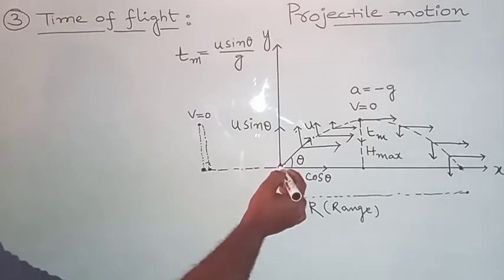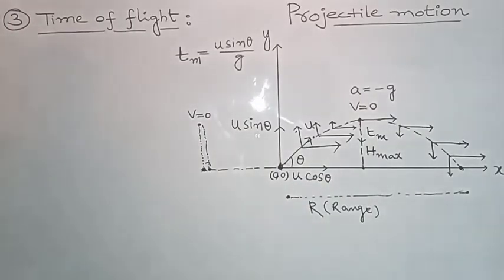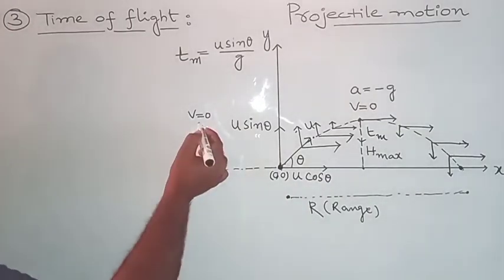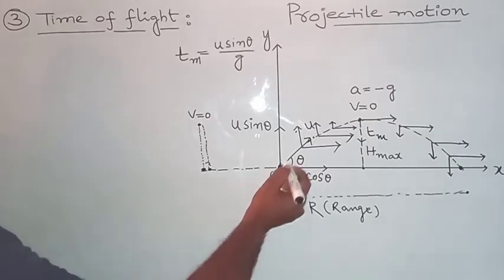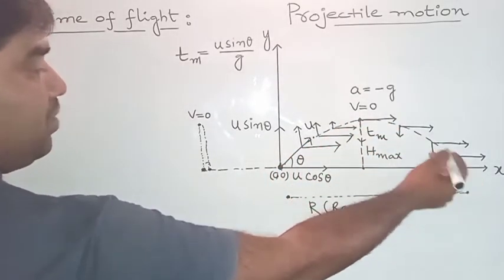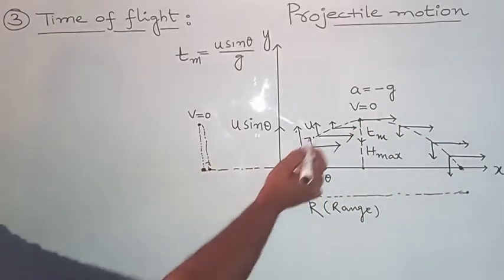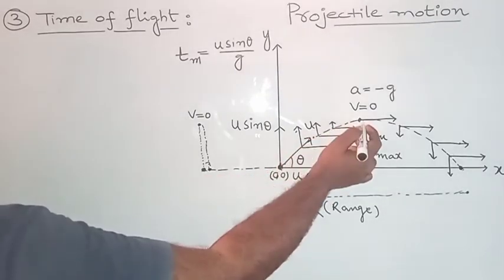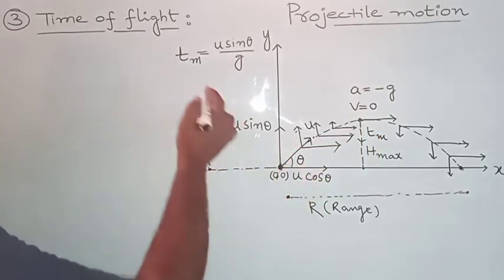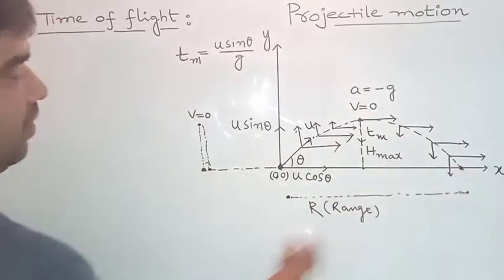How much time is stayed in air by the particle is called time of flight, or time of ascent and time of descent, total is called time of flight. Here is the time of maximum height, that means from the projected point to reach maximum height, how much time is taken by the particle. And this is the time of descent.